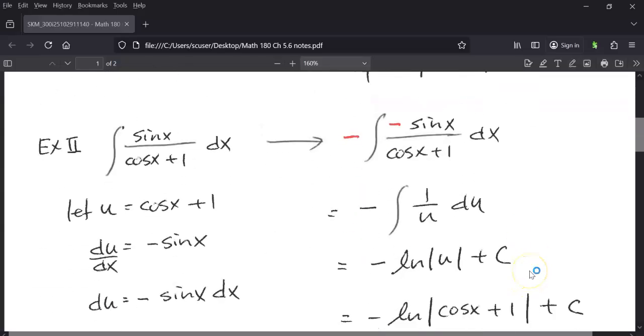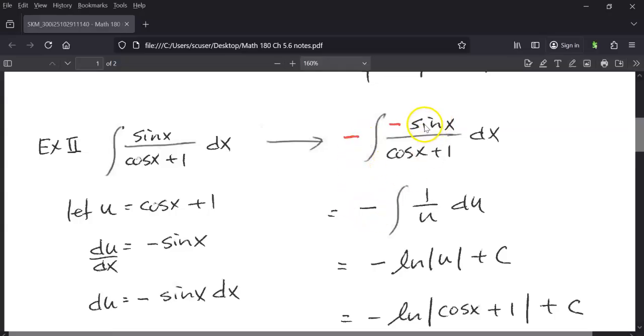Let's try another one. Example 2 is integration of sine x over cosine x plus 1. Well, we're going to do the same thing. We're going to let u equal cosine x plus 1, and the derivative of cosine x plus 1 is negative sine x. So du equal to negative sine x dx. We look at the original question. We have sine x dx. We just need a negative sign. So we're going to add a negative here and a negative outside. We're adding a negative to the numerator and a negative outside.